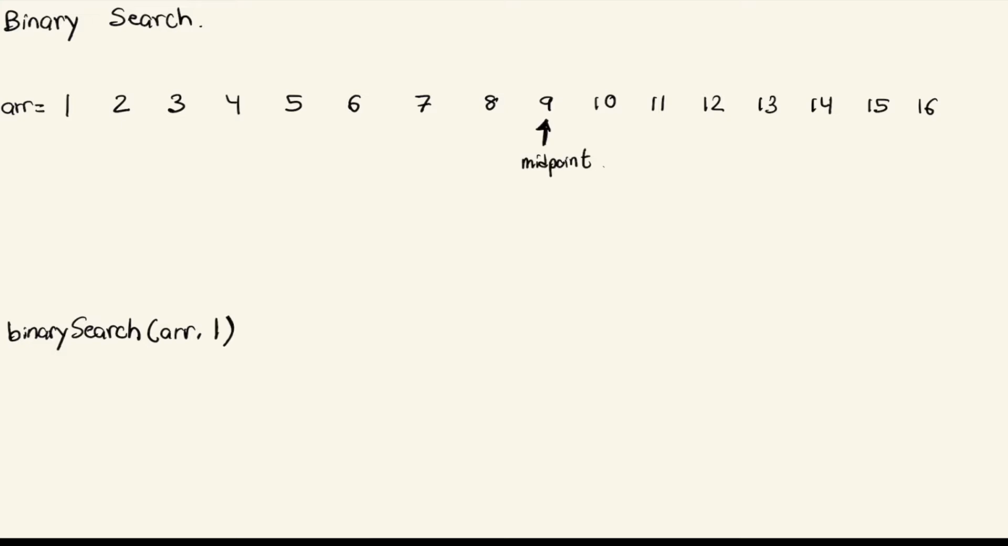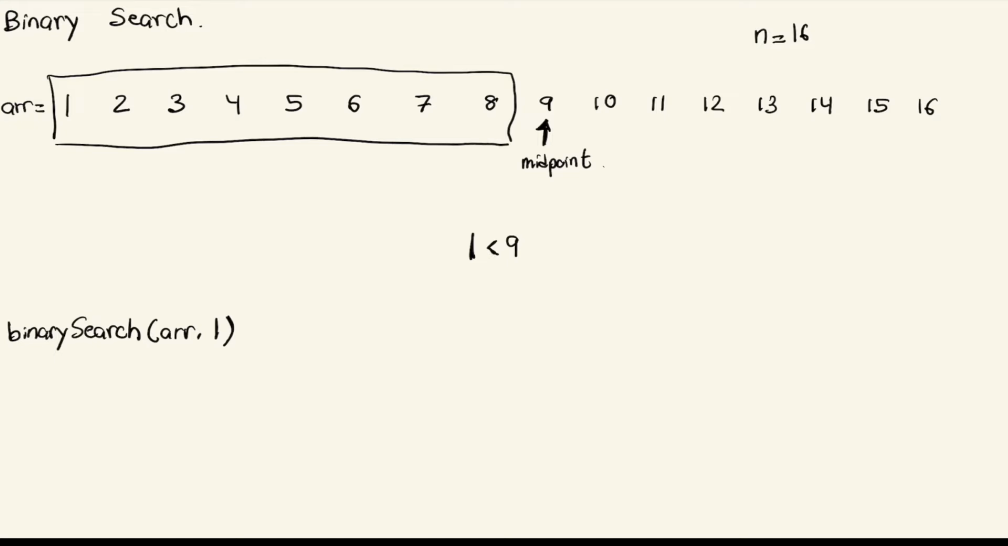So we start by looking at the midpoint of the current array. Since the number that we want to find, 1, is lower than the number at the midpoint, we explore the left half of the array. So now the possible places where 1 can be located have been reduced by a half from 16 to 8.